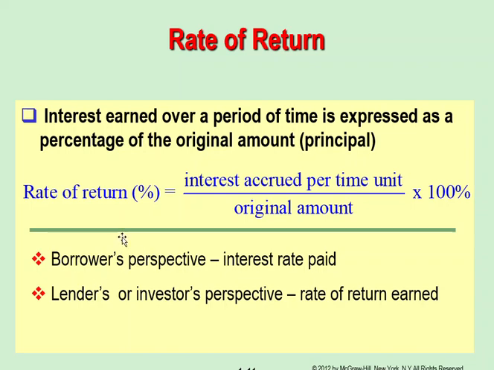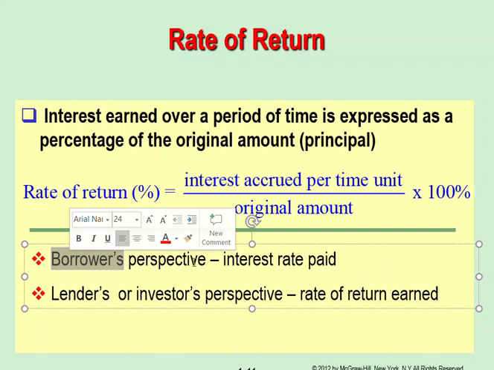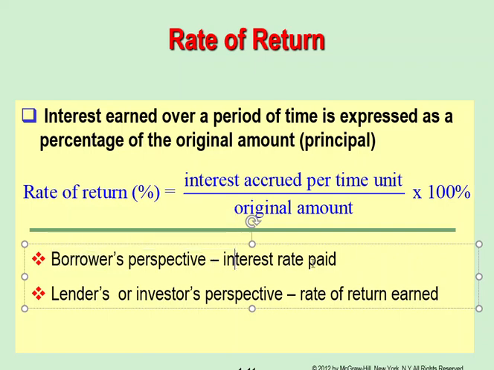And we have to keep in mind that when you are paying money, we call it interest. When someone is paying money, or interest, to you because you loaned them money, we call it rate of return. So we have the borrower's perspective. That means you pay interest to the bank. You are borrowing money from the bank. This we call interest.